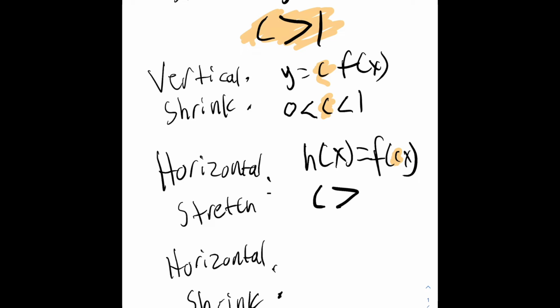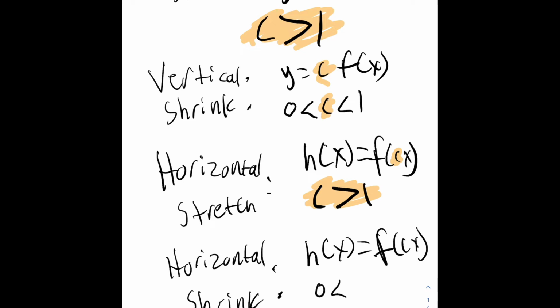It's basically the same rules. Again, c has to be greater than 1 for it to stretch. And if I did the same thing, h of x equals f of c times x, but c is in between 0 and 1, it's going to horizontally shrink.